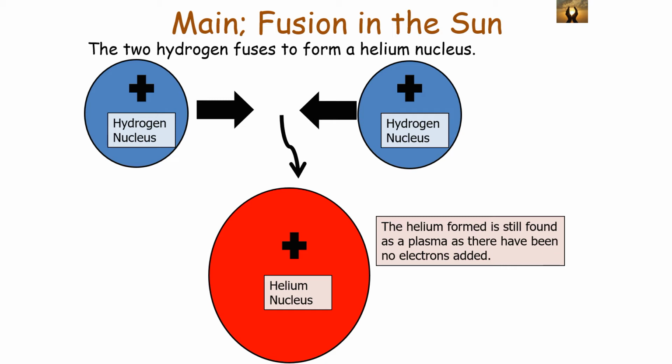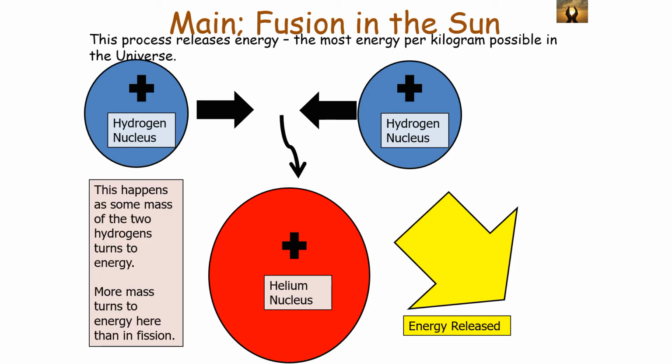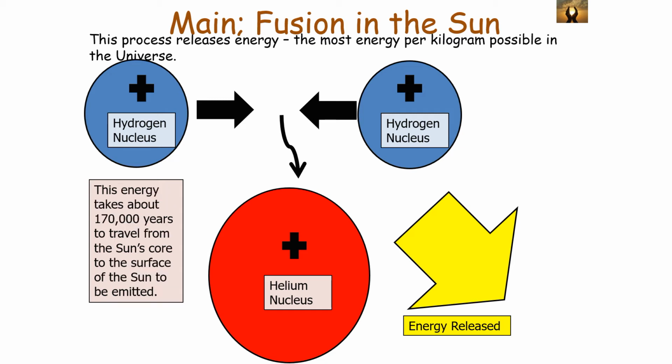Now it's important to note that when this takes place, some of the mass of the two hydrogens turns into energy. Now more mass turns into energy here per kilogram than it does in fission. Now actually nuclear fusion is the process which produces the most energy per kilogram possible in the universe. Now interestingly, this energy released takes about 170,000 years to travel from the Sun's core, where it's produced, to the surface of the Sun to be emitted.